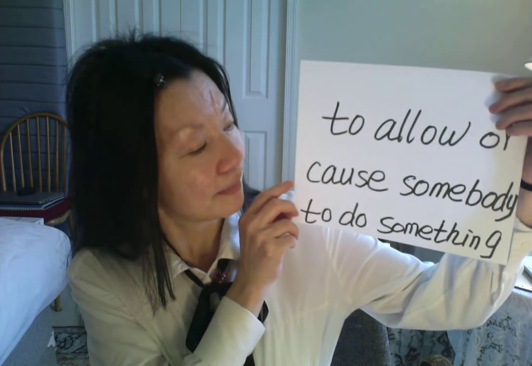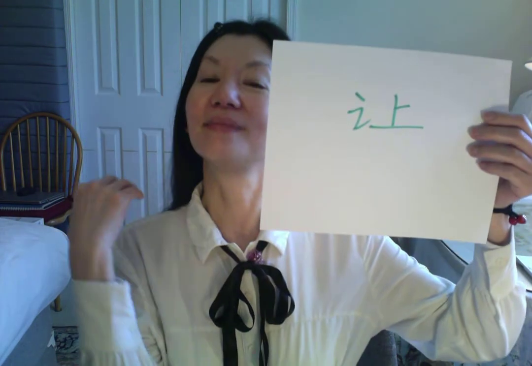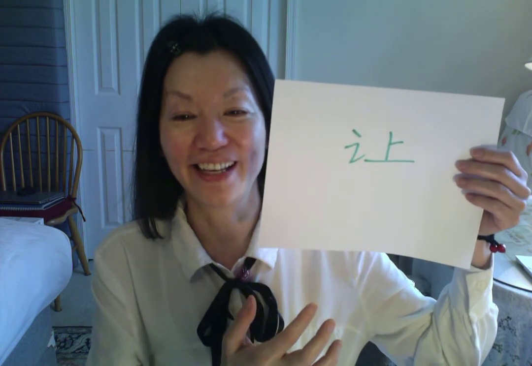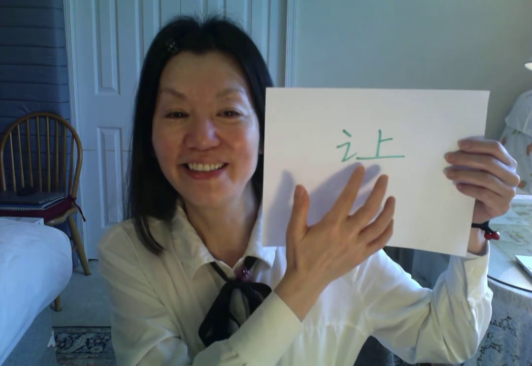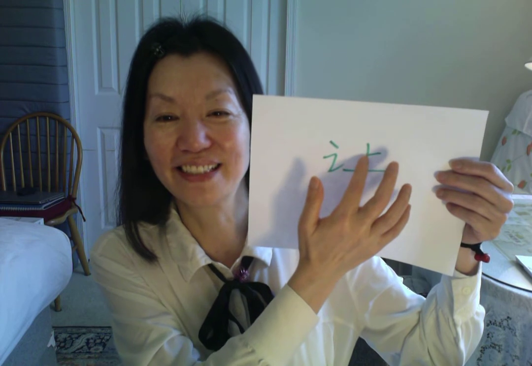To allow or cause somebody to do something, right? Cause somebody to do something, or to allow. In Chinese, you tell me here, 让, yes, 让, one more time, 让, okay. 让, maybe you see that here. This radical we pronounce the shang, right, together. Rang. Okay. Now let me hear. Okay. Now let's see next.